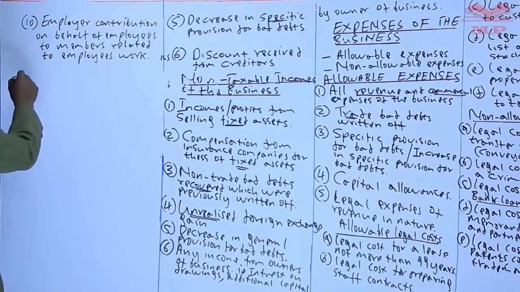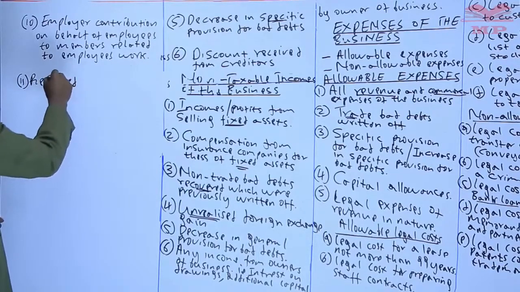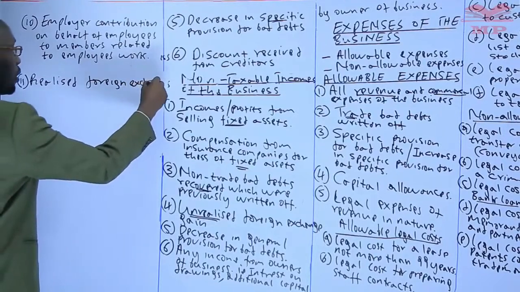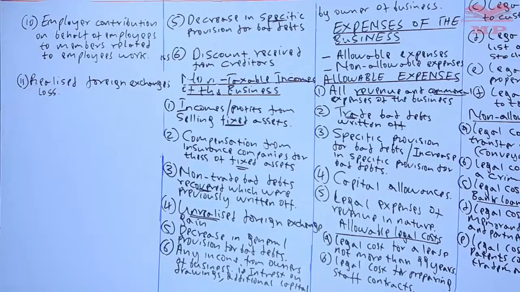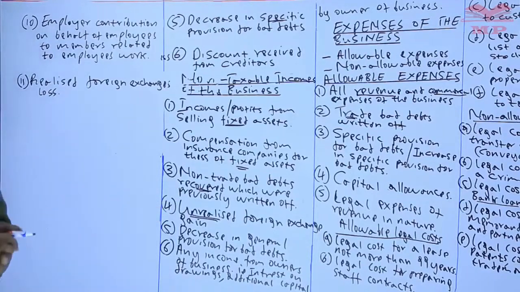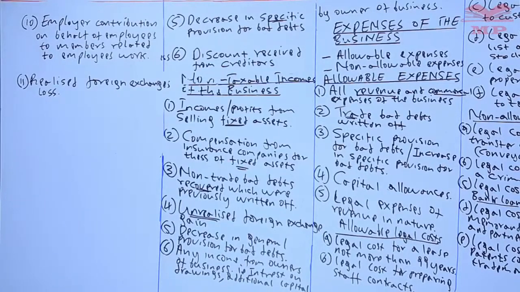Number 11, we have realized foreign exchange loss. So, when you are looking at the incomes, we had specified that realized foreign exchange gain is a taxable income. Unrealized foreign exchange gain, an untaxable income. How about in case a loss is generated? If it is realized, it is an allowable expense. If not realized, it's usually an unallowable expense.